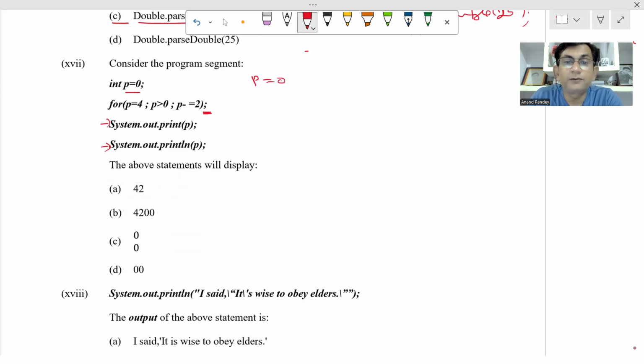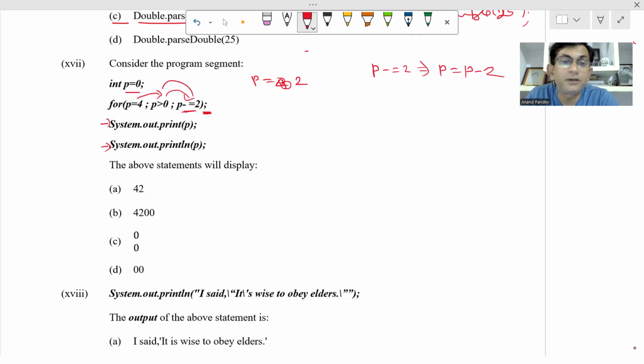Here P equal to 4. The value of P is starting from 4. 4 is greater than 0, condition true, then control will go for this. P equal to P minus 2 means P will be 2. You know the meaning of P minus equal to 2? It means P equal to P minus 2. So the next value will be 2, a decrement of 2 in the value of P.